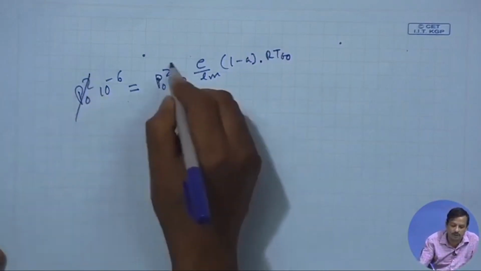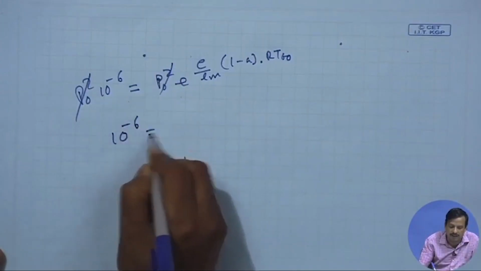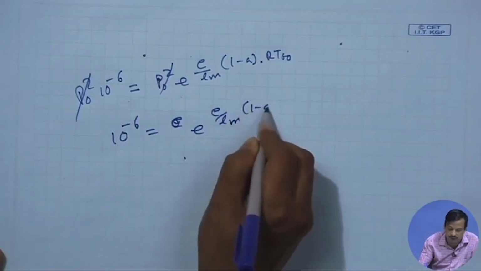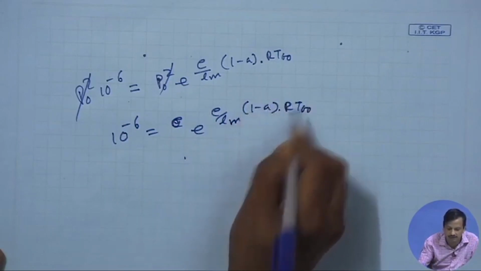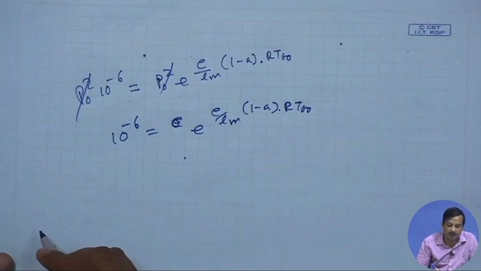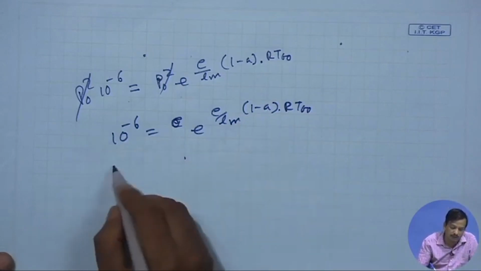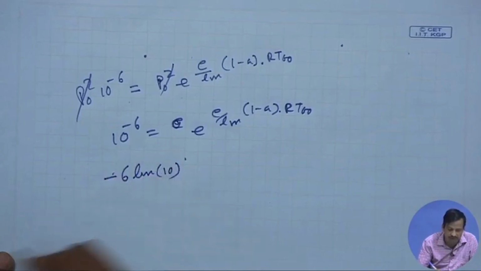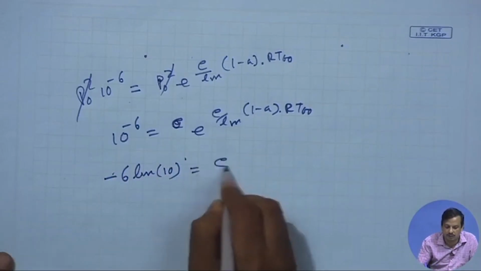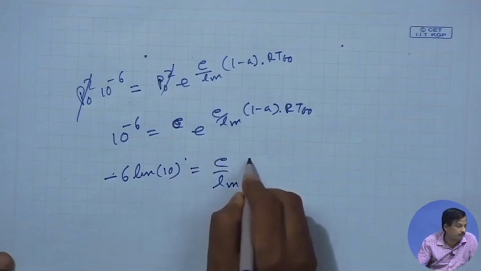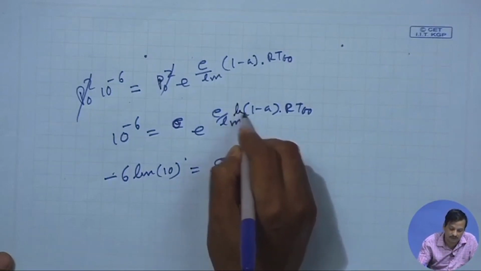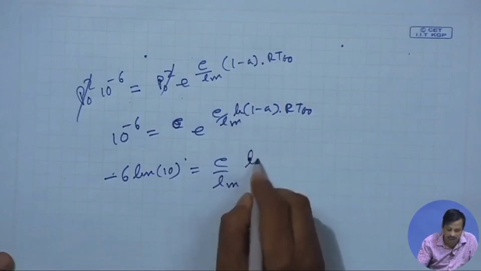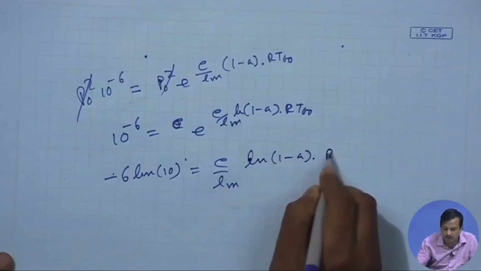So, P0 is cancelled, and 10 to the power minus 6 is equal to e to the power c by Lm into 1 minus a into RT60. Okay. Now, I take the ln on both sides. So, it is minus 6 ln 10 is equal to c by Lm ln of 1 minus a into RT60.